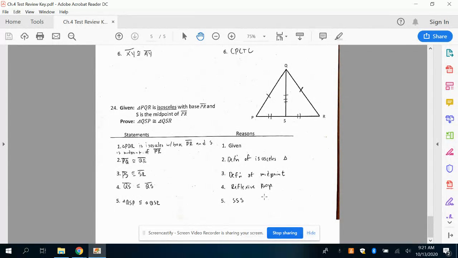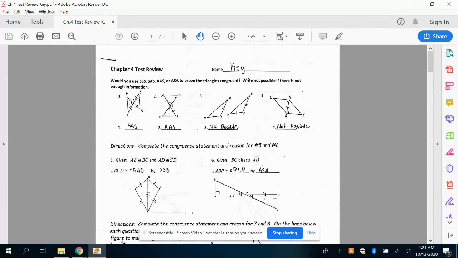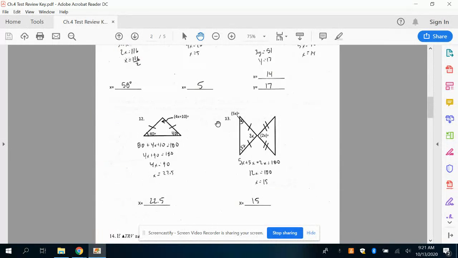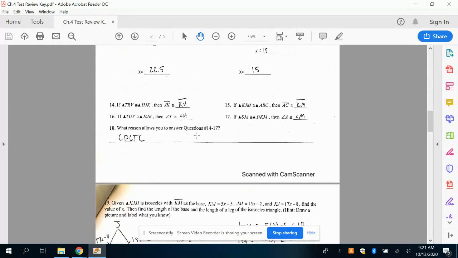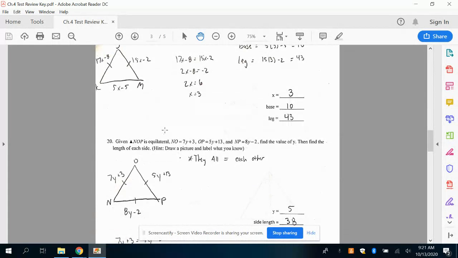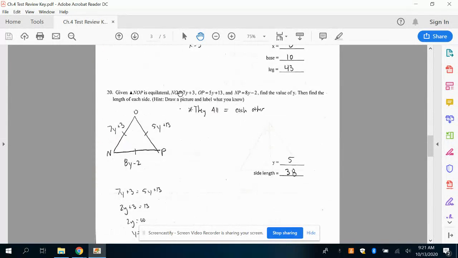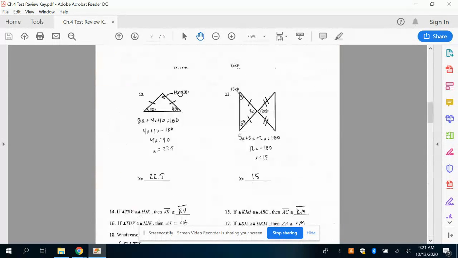All right, guys, hopefully that helps you. After going through that test review, your test has very similar questions. It's quite like this review. You have 2 proofs on the test, one that uses CPCTC and one that doesn't. You have showing why triangles are congruent. You're going to have an isosceles triangle problem or equilateral. You're going to have some CPCTC in there. So if you understand this review, you should be good to go.